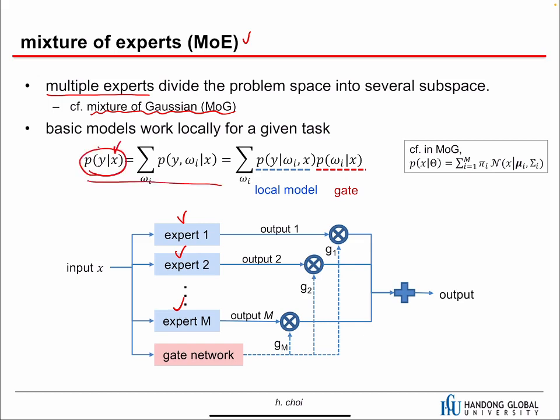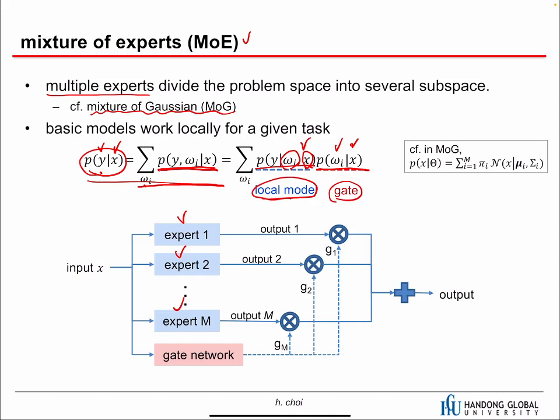So this one is input and this one is output. Based on this probability, we can classify. And this one can be decomposed into several probabilities in this way. And each one can be decomposed into the local model and the gate. So this one says, given this x and with this weight, what is the probability? And the gate says, given this x, what is the probability of this weight? So we put this gate on the local models.